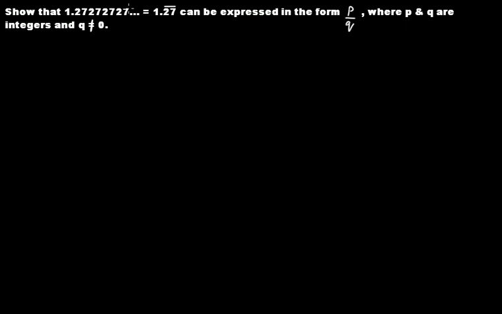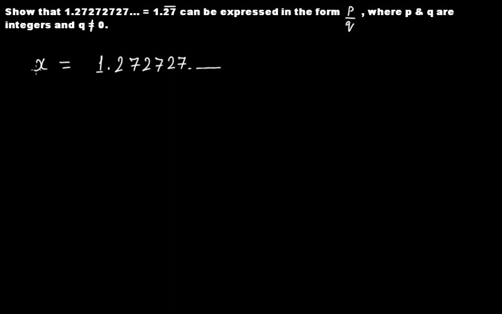1.27272727 and so on can be expressed in the form p by q, where p and q are integers and q is not equal to 0. Again, same question, you have to show that this number can be written in this form p by q. So this number is 1.272727 and so on. Now let's assume that this number is x.